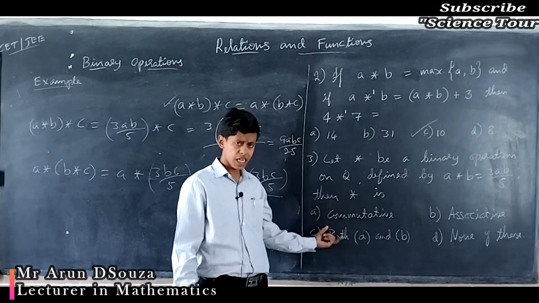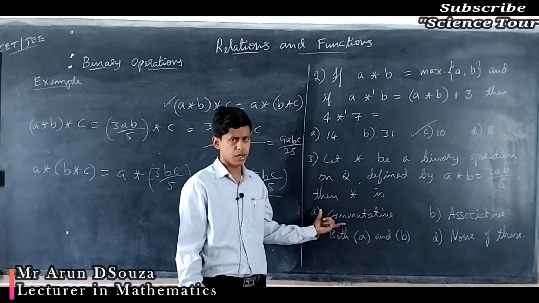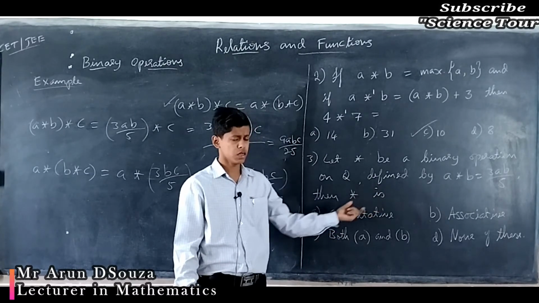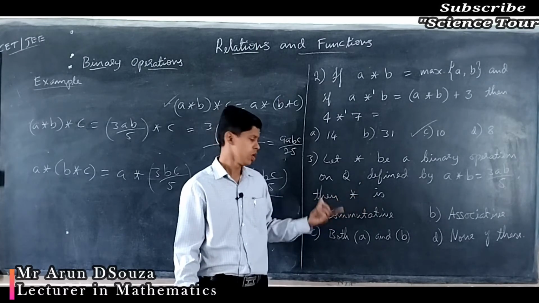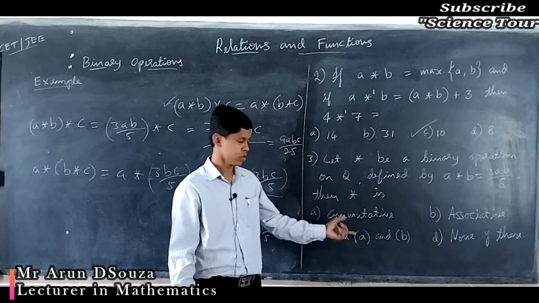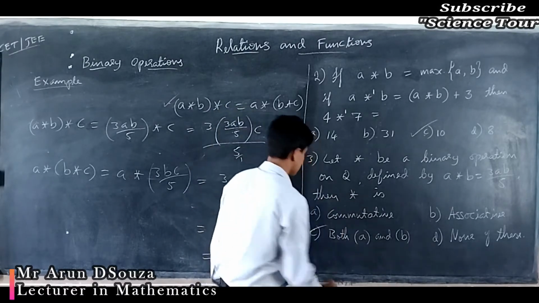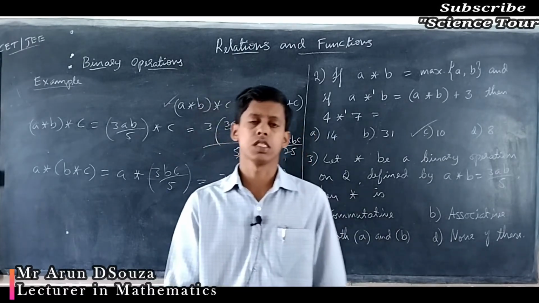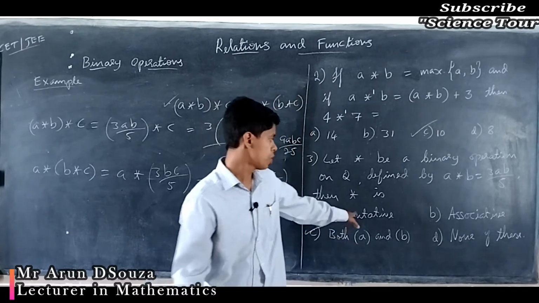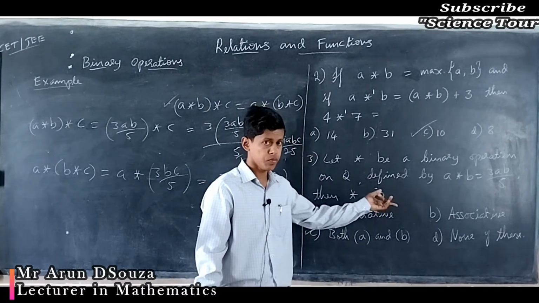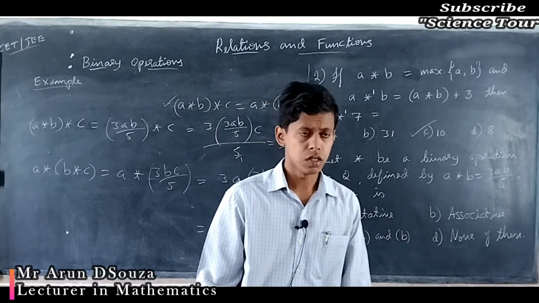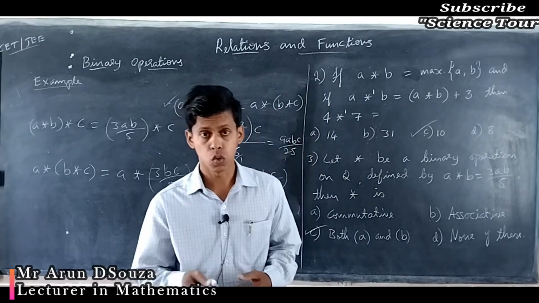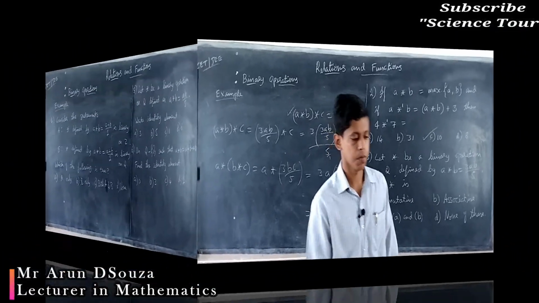So is it only commutative? No. Option A is not correct. Is it only associative? No. But it is both A and B. So option C is the right choice. So if you say it is only commutative, it is also associative, right? So you must go for option C. Well, so that is about the third question. Let's quickly go to the fourth question.